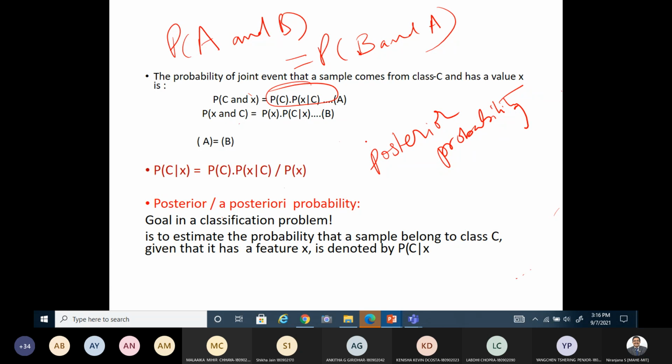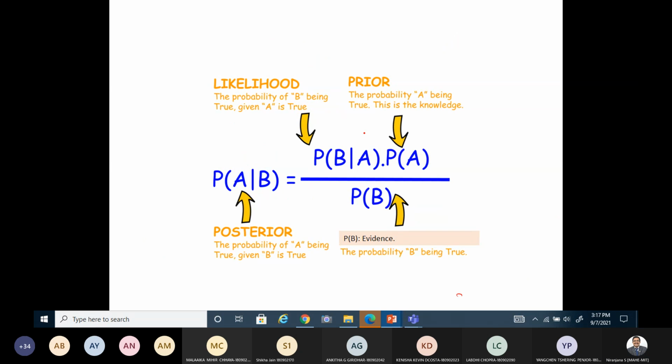Both are conditional probabilities, but the meaning of both is different in this case. So they call this the posterior probability, this the prior probability, and this the class conditional probability. So this is the posterior probability. In general, when you take A and B, rather than class C and X as a feature, if you take it in general, the meaning in a classification will be like this.